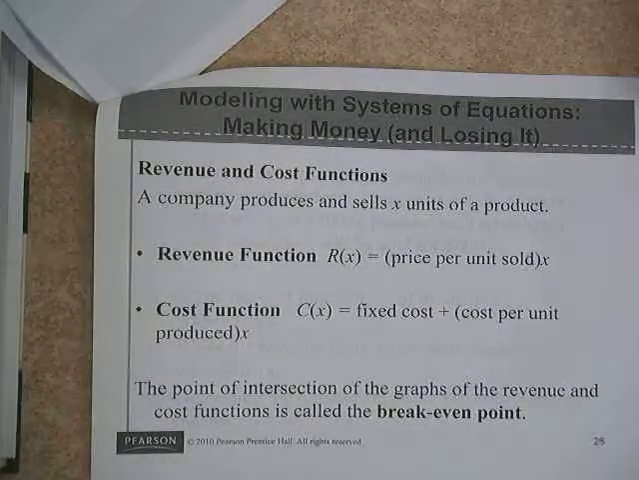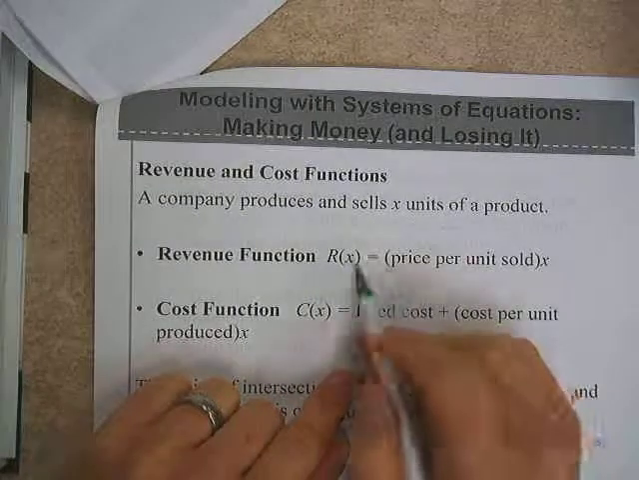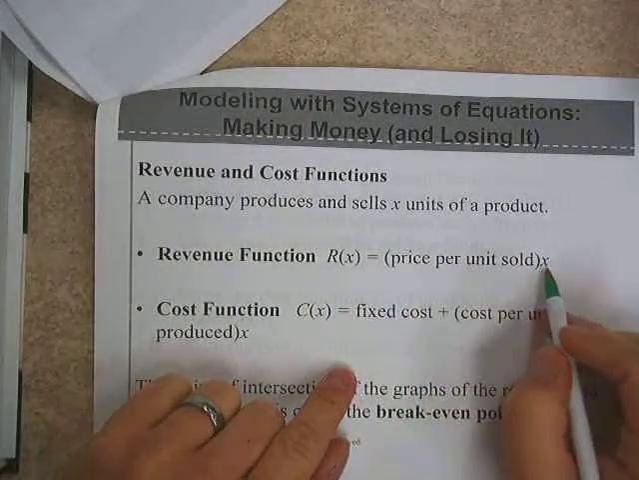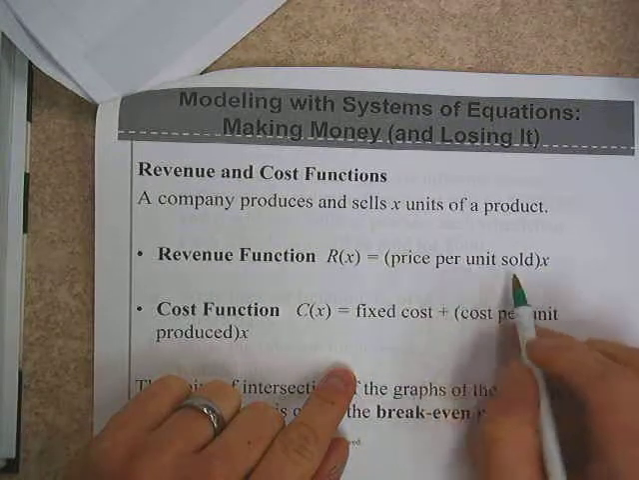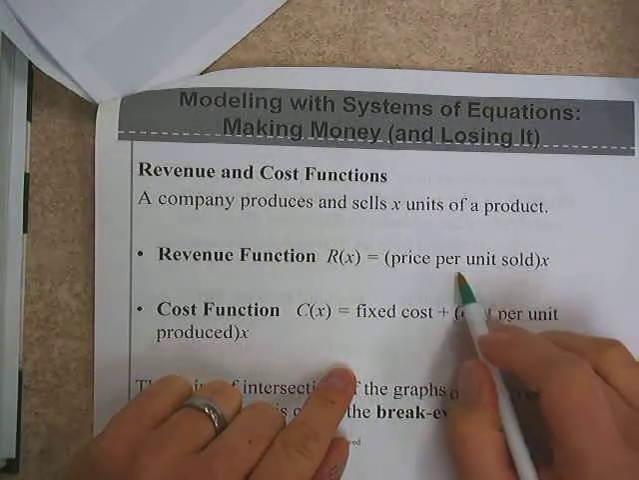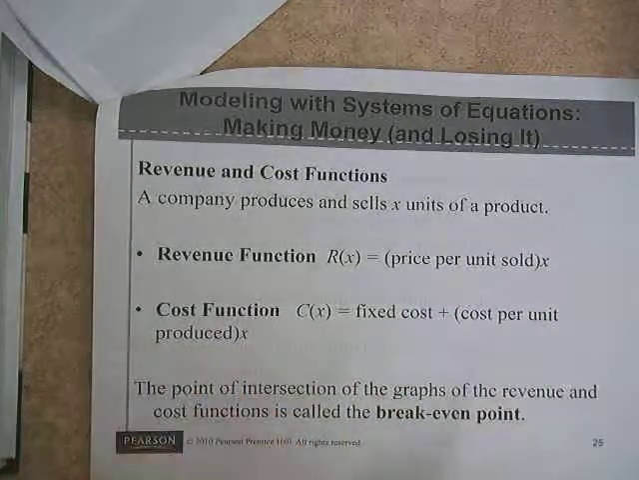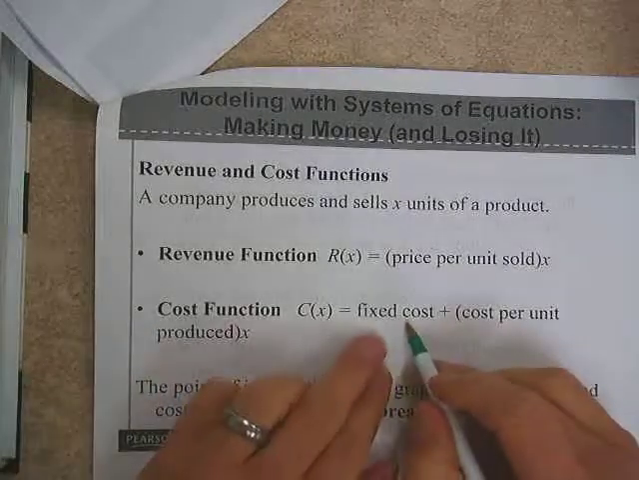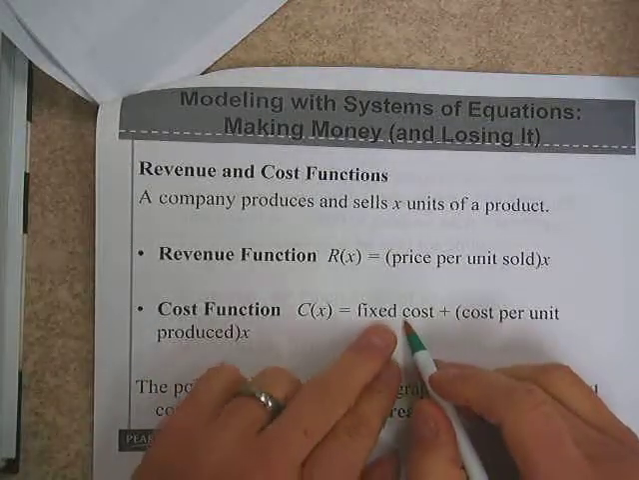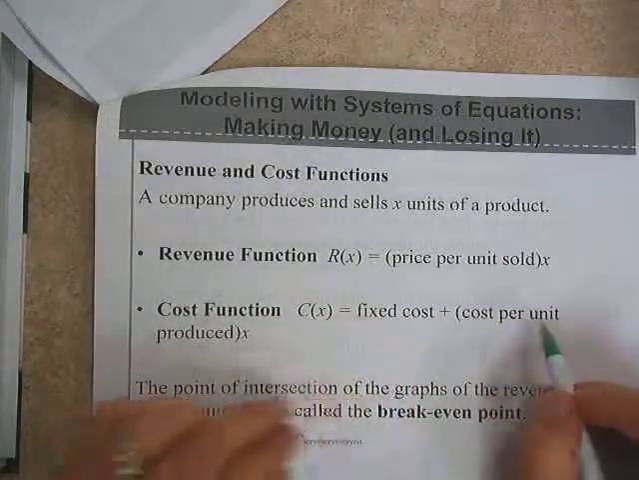Okay, just a couple other ideas involving systems, as we often use systems to model different real-life situations. We're talking about a revenue and a cost function here. A company produces and sells X units of a product. The revenue is always going to be the price per unit sold times X, which is the number of units we sold. So for example, if we sold 10 glasses of lemonade at 50 cents a piece, if we multiplied those two, we would get the revenue. That's how much money we would bring in.